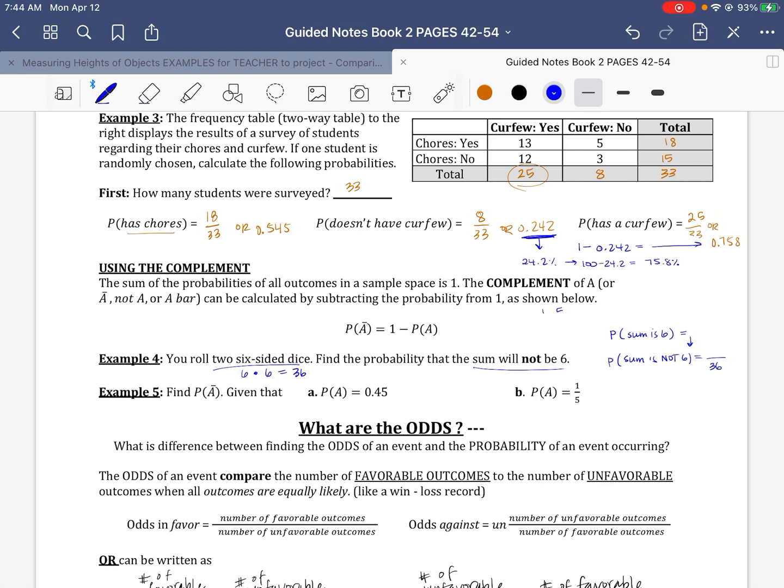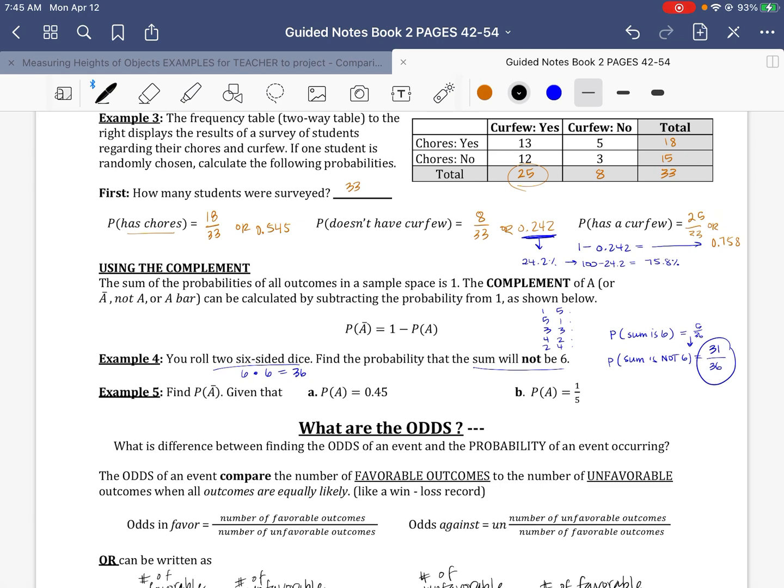So if I think about it that way, well, 1 and 5, that would give me 6, but so would 5 and 1, so there's 2. 3 and 3 would give me 6, or 4 and 2, or 2 and 4, and those are the only possibilities that would give me 6. So that would be 1, 2, 3, 4, 5 of the outcomes, 5 out of 36, which means that 31 out of 36 would not be 6. So sometimes it's easier to think about the complement to help us calculate a probability.